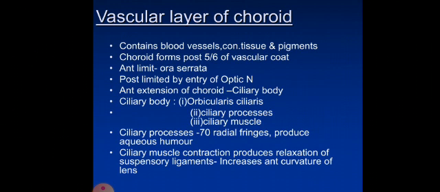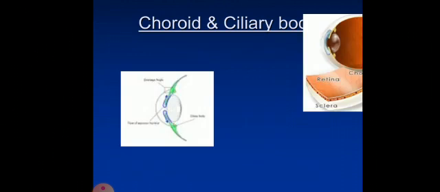An anterior extension of the choroid we call the ciliary body. Ciliary body has 3 parts: the orbicularis ciliaris, the ciliary processes and the ciliary muscle. Ciliary processes are around 70 radial fringes which produce the very important fluid, the aqueous humor. We'll go into detail about aqueous humor. Ciliary muscle contraction produces relaxation of suspensory ligaments and increases the anterior curvature of the lens. That's about the vascular layer of the choroid.